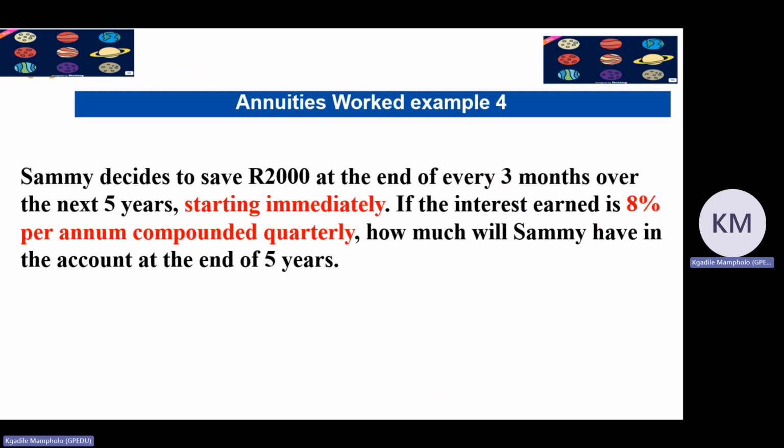Now, in this example 4, Semi decides to save 2,000 Rand at the end of every 3 months over the next 5 years, starting immediately. If the interest earned is 8% per annum compounded quarterly, how much will Semi have at the end of 5 years? Compounding period is highlighted again.